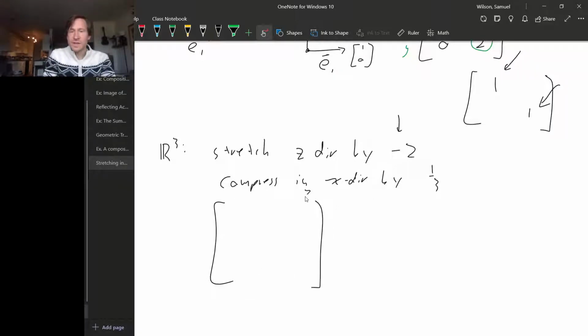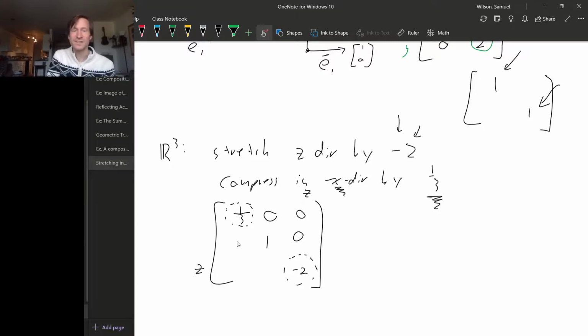So in the z direction, we need to look at the third position on the diagonal in our identity matrix. To do this flip, we need a minus, and to stretch by 2, we need a 2, so -2. And then in the first diagonal position, which corresponds to the x direction, we need a 1/3 to get this compression. The y direction we aren't changing, so that position stays the same. It's still a 1. And so this is the matrix that achieves that stretching operation.